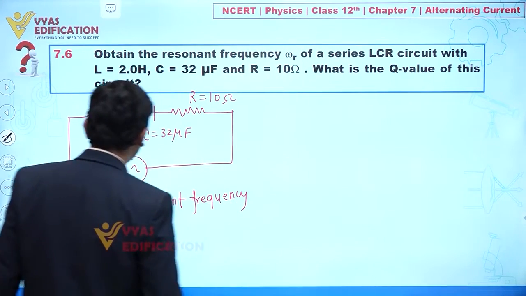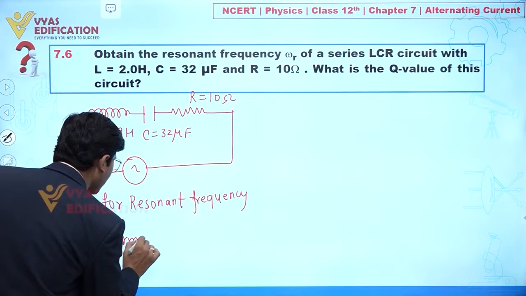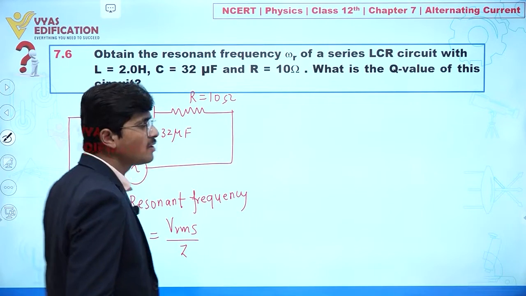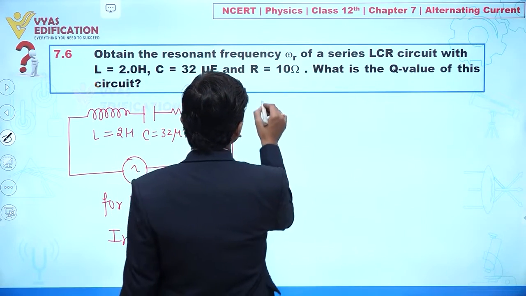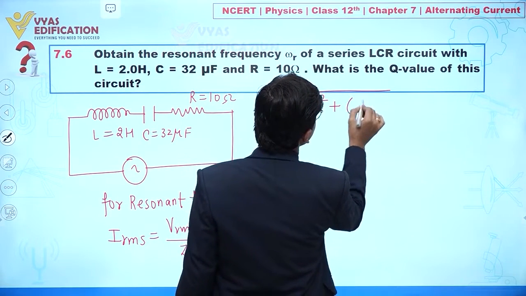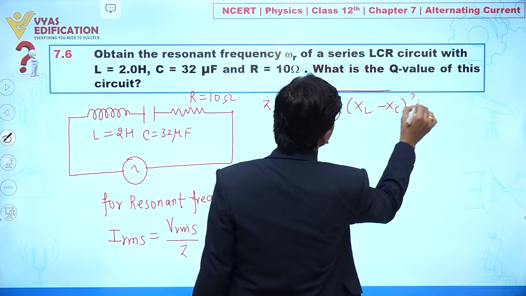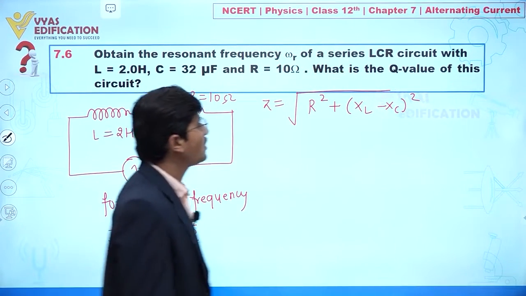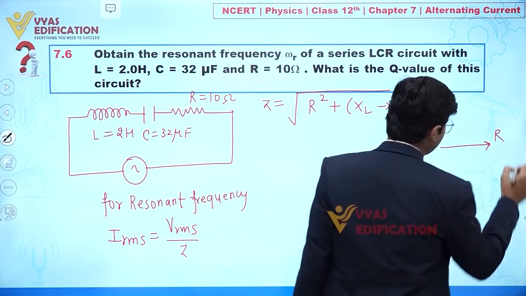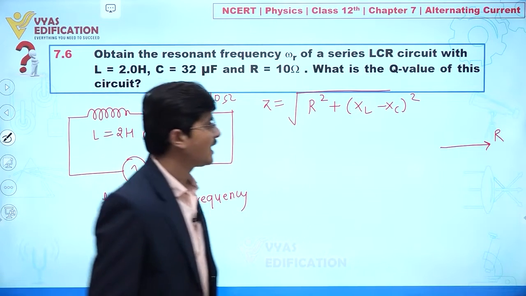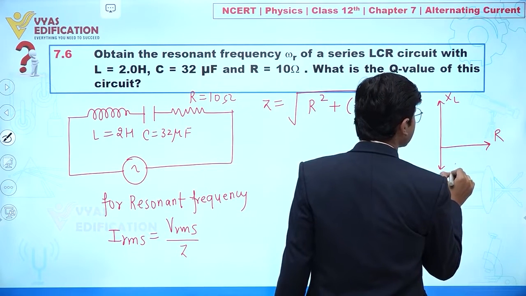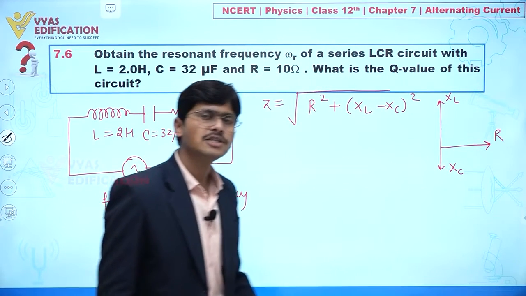So if we talk about IRMS, this is written like this: VRMS divided by Z. And for an LCR circuit, the value of Z is given by under root of R square plus XL minus XC whole square. Now if you draw a phasor diagram, let's suppose this is the impedance triangle. Let's suppose this represents R. In this direction we have XL. In this direction we have XC. I am assuming here that XL is greater than XC.